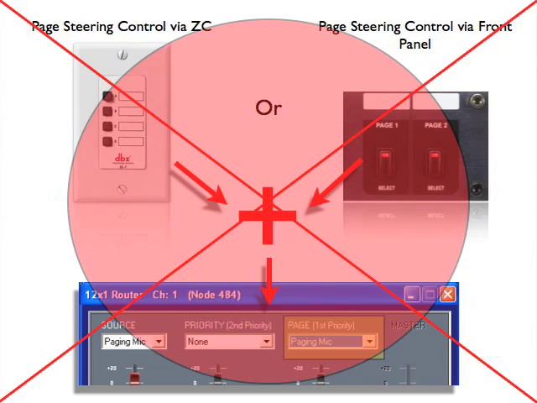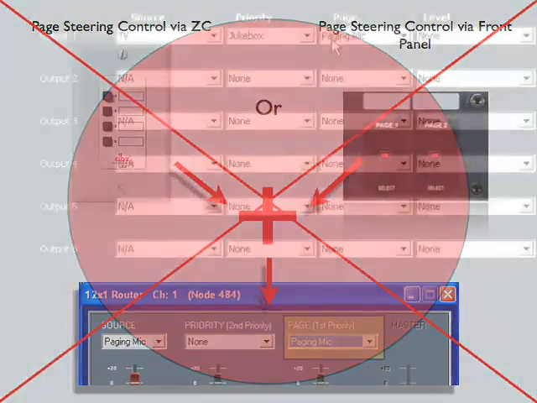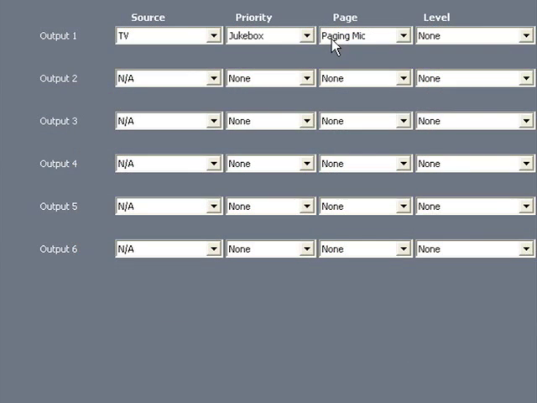In other words, the static page will always page the assigned output or zone, regardless if you're page steering to that zone or not. Also, don't select the same input for first priority or page priority and second priority. There's no need to tell a paging source to override itself.